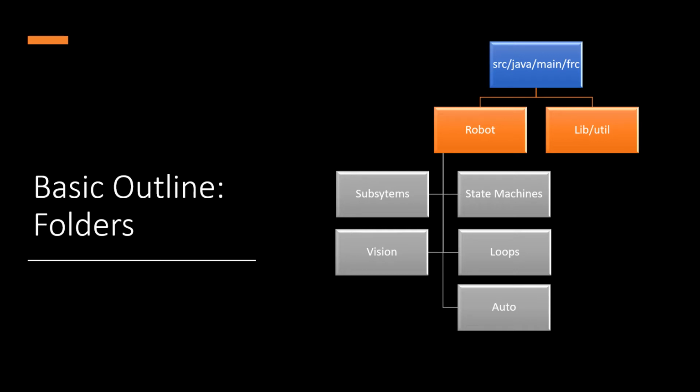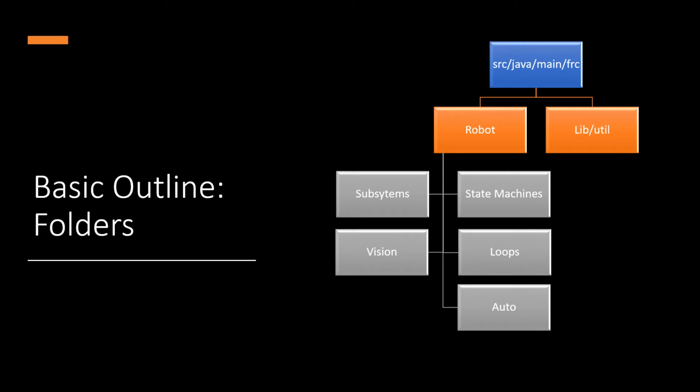Now under the robot folder we have the subsystems folder. This contains all of the classes for the subsystems, such as the drive subsystem, or depending on what mechanisms you have, the lift subsystem, the turret subsystem, stuff like that. Now the state machines folder contains what we call state machines, which are a kind of subsystem that contains many subsystems and combines them together. So say we have a shooter on our robot, we would have a shooter state machine that contains the flywheel subsystem, the turret subsystem, and the hood subsystem. I'll discuss this later on.